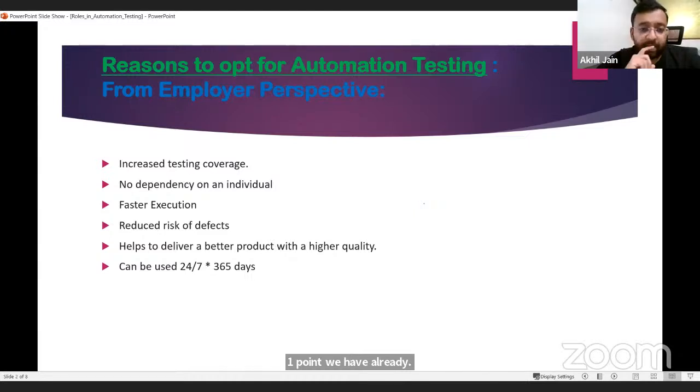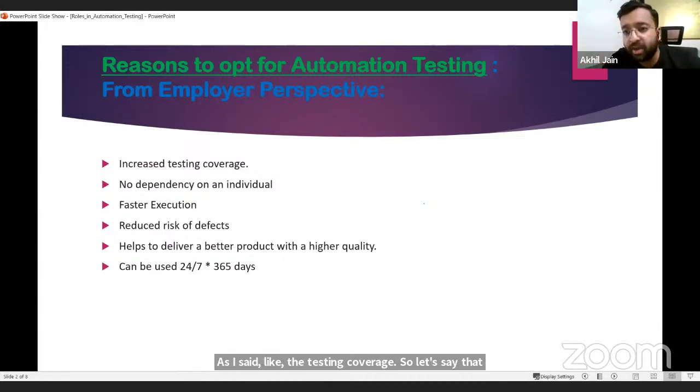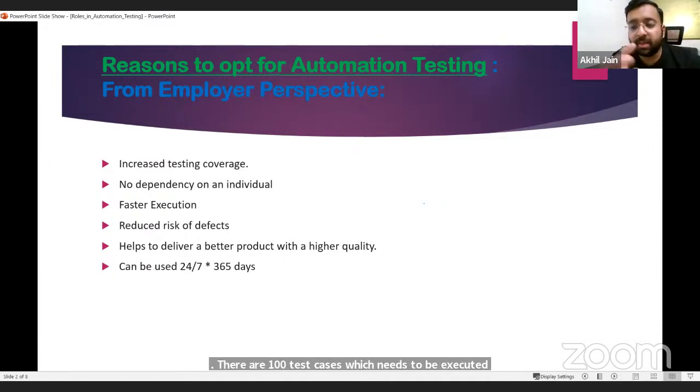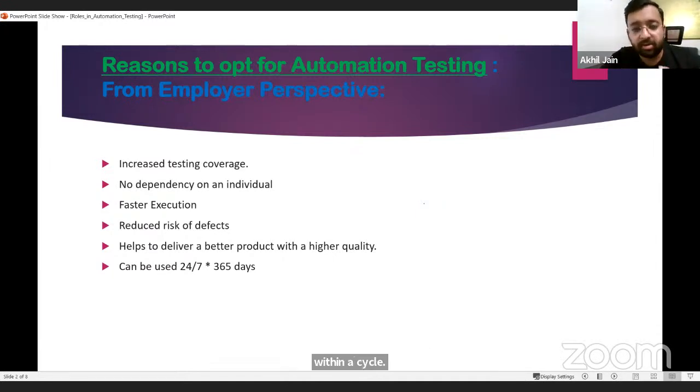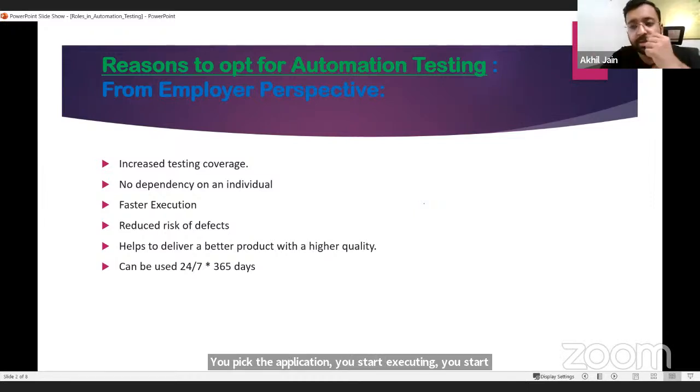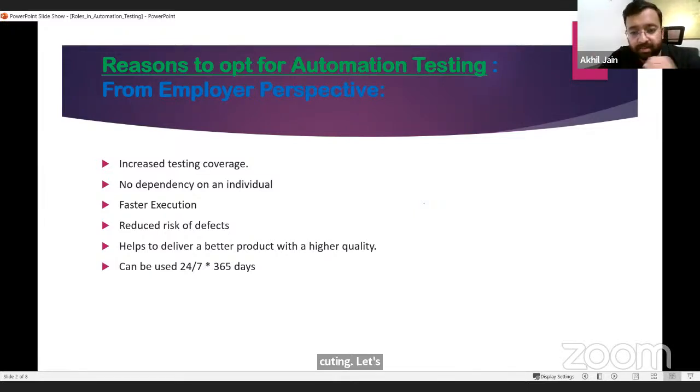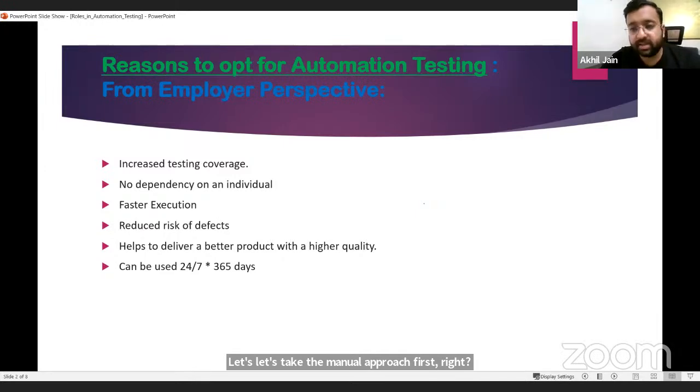So, as I said, first of all, the repetitive task. From the project side, as I said, the testing coverage. Let's say that there are 100 test cases which need to be executed within a cycle. You pick the application, you start executing. Let's take the manual approach first. Let's say that the manual effort of executing 100 test cases on a piece of software requires you to do maybe 6-7 hours, including 2 or 3 people.